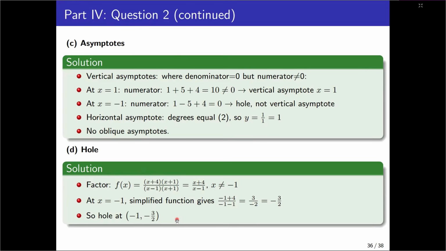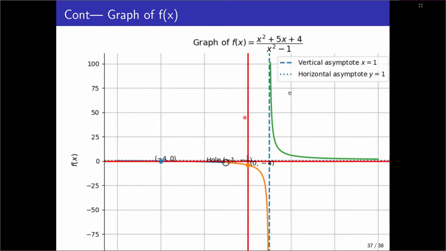Then, combining this information, the rough sketch of the given rational function will look like this. It has a vertical asymptote at x equal to minus 1. The y-intercept is 0, minus 4 here. The x-intercept is minus 4, 0 here. And the horizontal asymptote is the line above the x-axis, which is y is equal to 1 here.